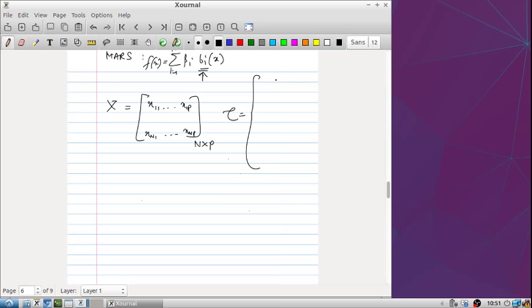Let me just call this x1 minus xi1 plus, x1 minus x, and so on. There are going to be n functions like this, n functions like this, and so on.